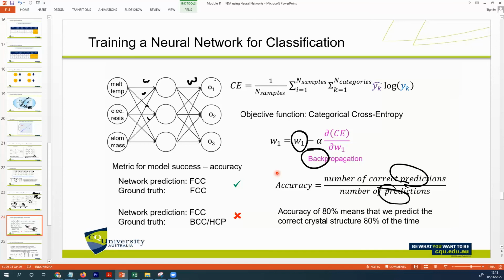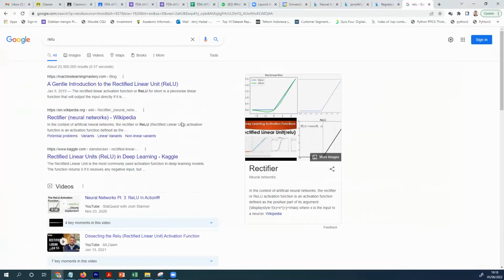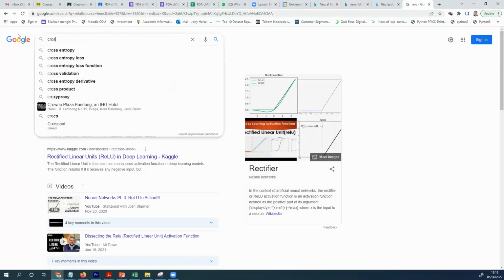Backpropagation works by changing the weights, the coefficients, depending on the iterations that we use. And the objective function is categorical cross entropy. Cross entropy, I know it, but the definition is quite tricky.